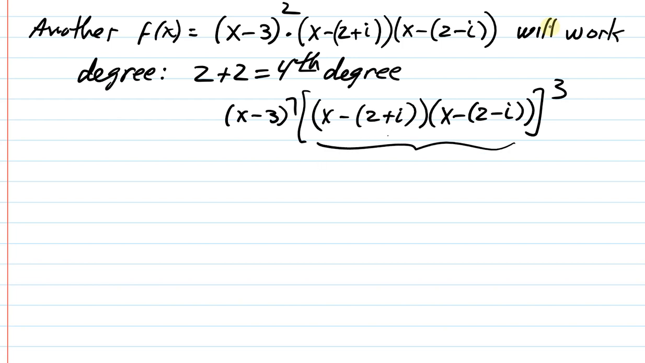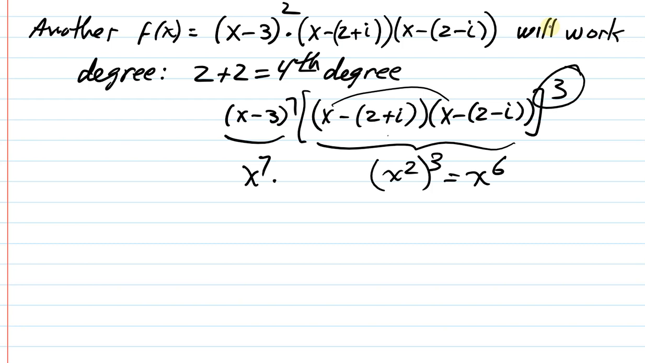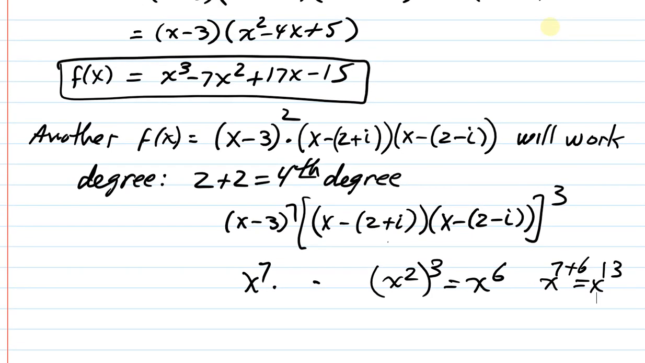What's the degree of this polynomial, where x times x is x squared? And then you cube it, so this is 6th degree. This is 7th degree. I'm looking at just the leading term here. So x to the 7 plus 6, this is a 13th degree polynomial. And it works. It will have exactly the same zeros as the one that was the least degree, the solution that we have. This is the solution.